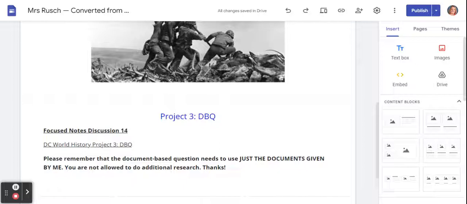Anyway, so please remember your DBQ, which has to do with fascism. Did Stalin start the war? That's going to be your prompt for the DBQ. And I have a lot of documents that talk about that.